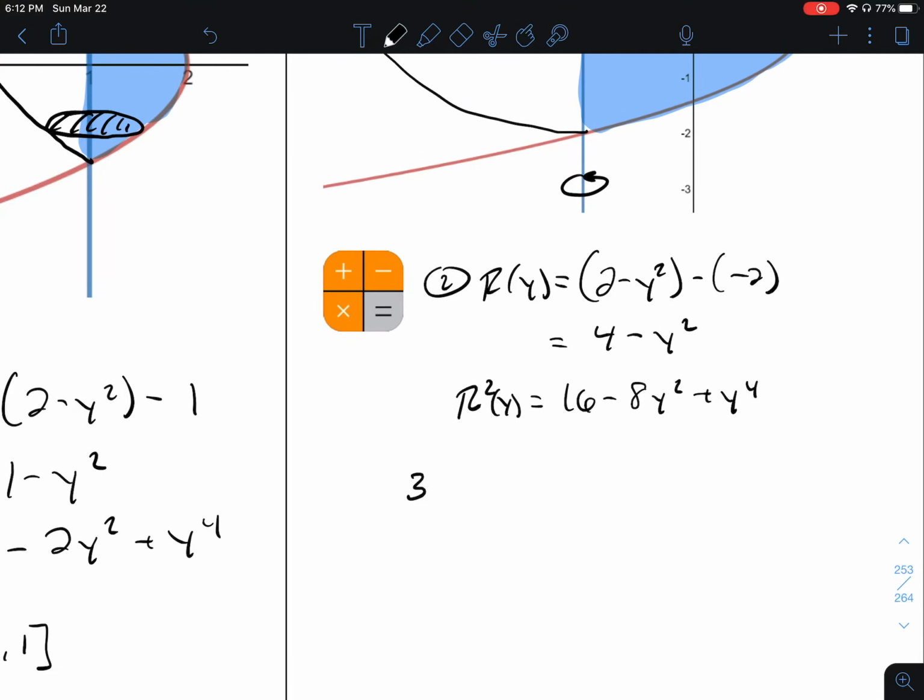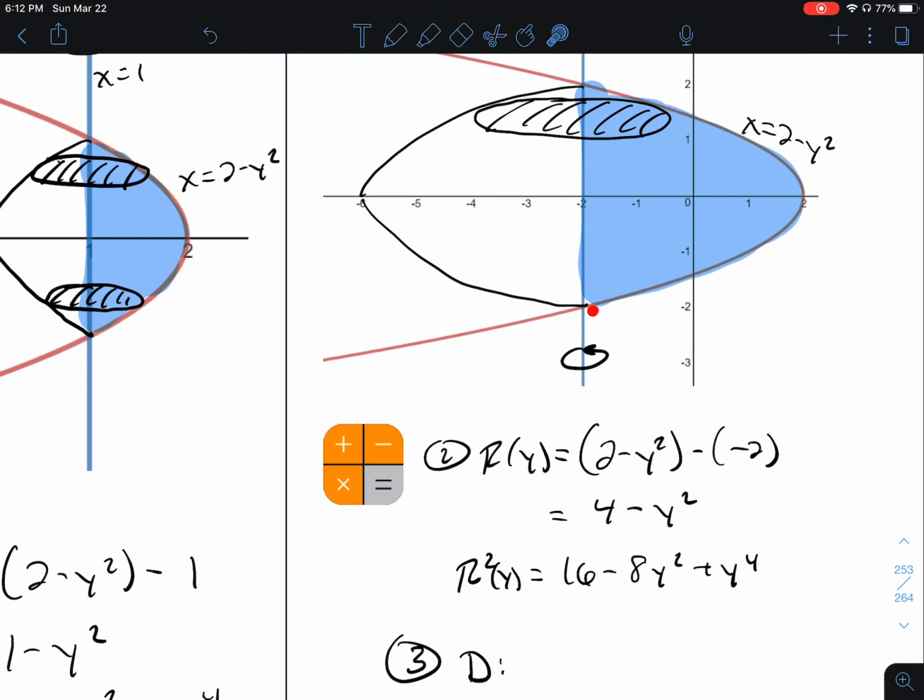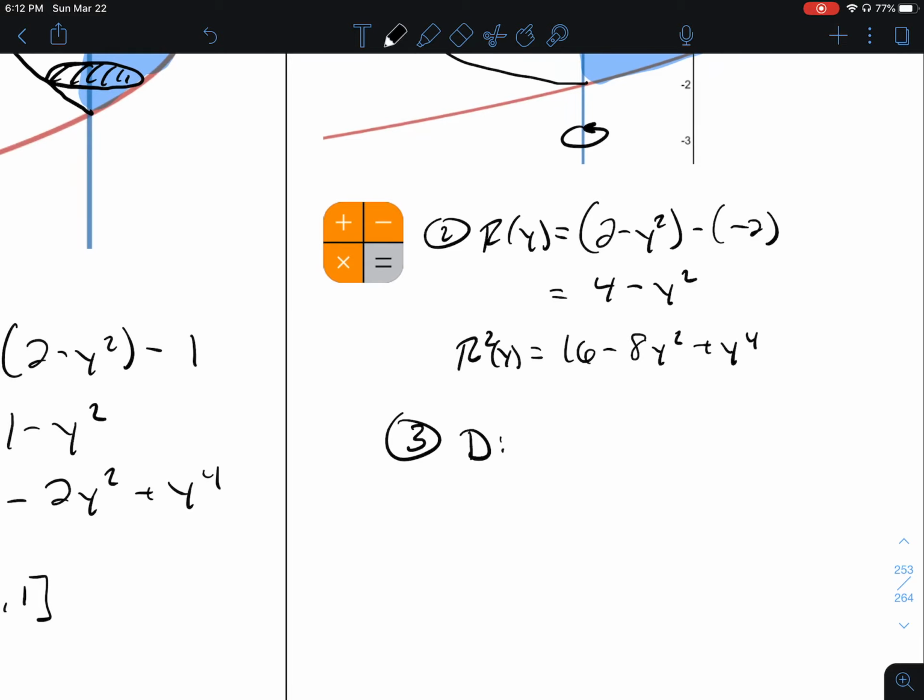And then what are our upper and lower bounds for this? Well, we're going from -2 to 2. These have to be y values because the function is in terms of y.